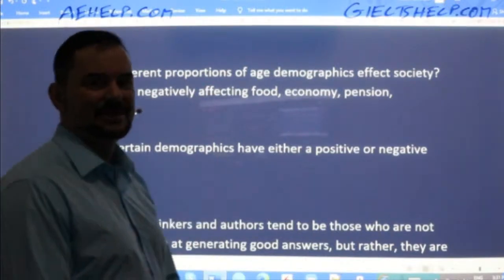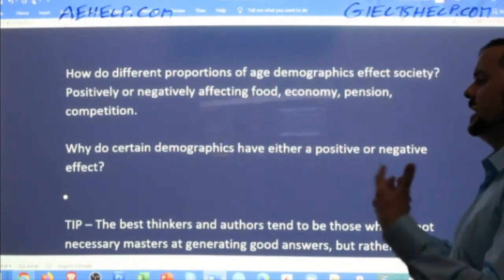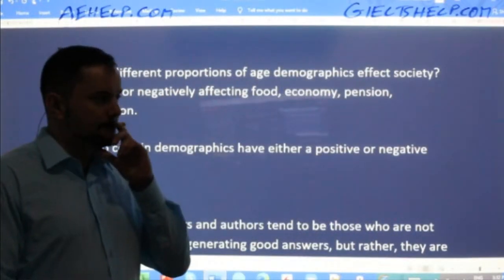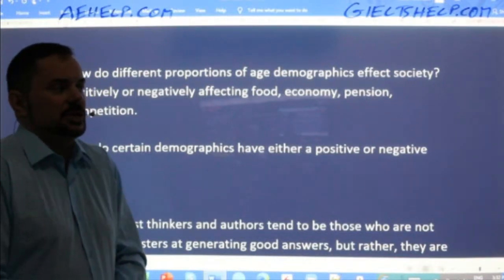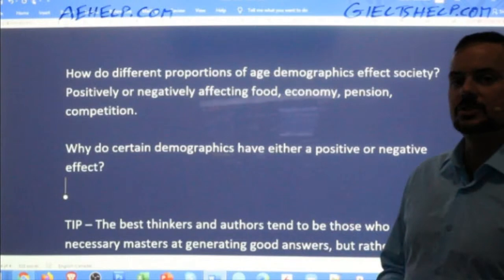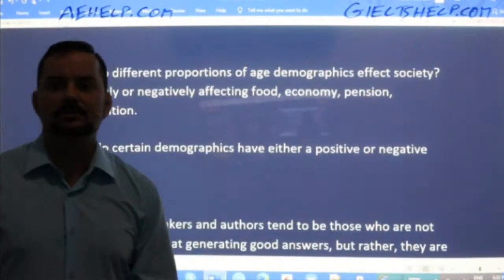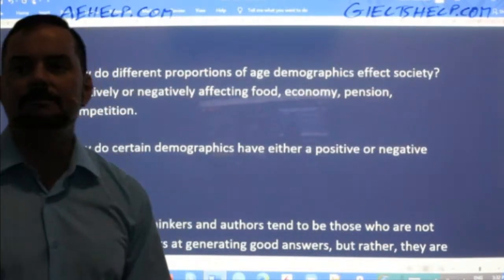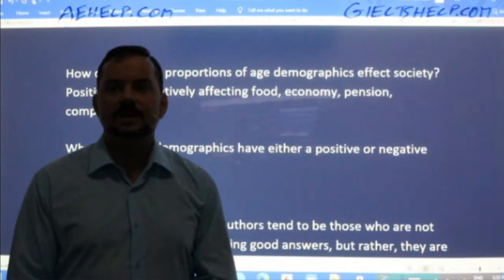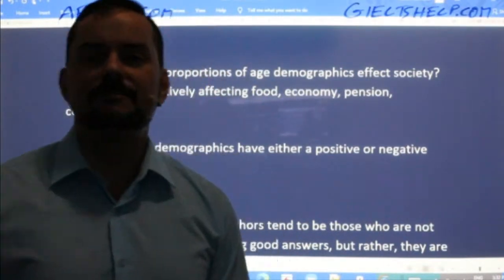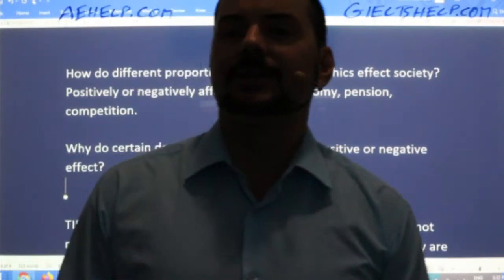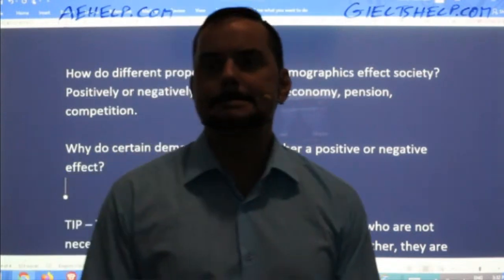So Adrian A says, well, how do different proportions of age demographics affect society? And then Adrian B says, well, they can have either a positive or negative effect on food, economy, development, competition. And then Adrian A goes, that's interesting. And why do these different age demographics have either this positive or negative effect on society or on a country? What do you think Adrian B is going to answer to that? Okay, Anmol, I'm showing that to you right now, how you can generate ideas. So why is there this difference of positive or negative? Okay, keep it simple. If any of you studied flowers and plants in biology and learned about the source and sink concept of the plant world, you'll think about this, okay? So why?